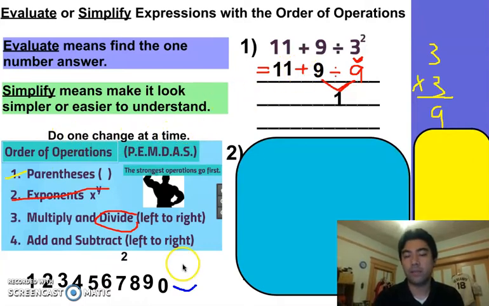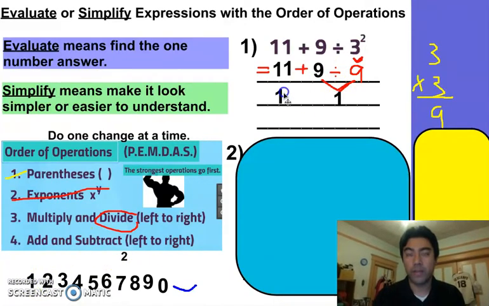So I'm not going to add 11 plus 9 yet, okay? In fact, that 9 is already gone. So bring down our 11, copy and bring down 11, copy and bring down the plus sign. So now this new expression is 11 plus 1. And now the last step is to add. Okay. And now I'm just going to do 11 plus 1. And 11 plus 1 is just 12.